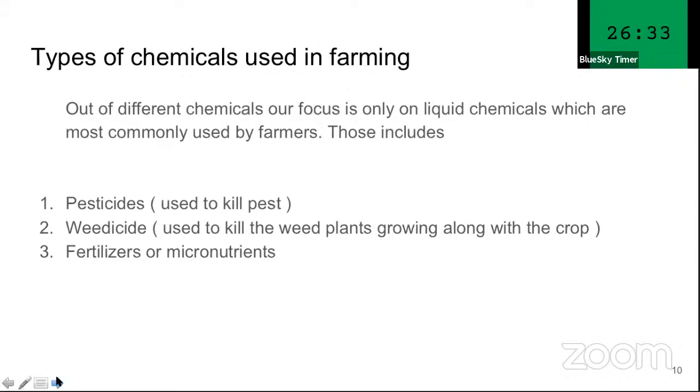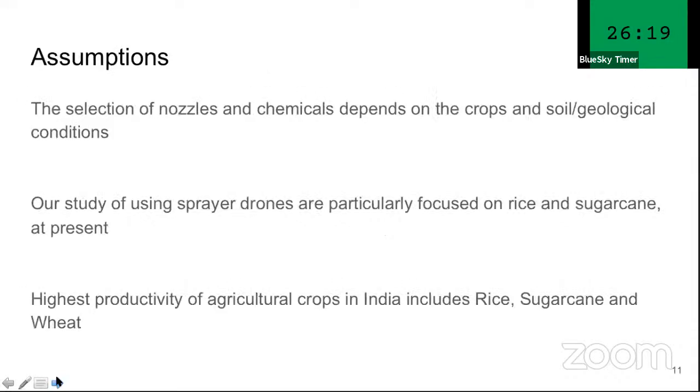These include pesticides, which are aimed at killing pests, and weedicides, which kill weed plants that grow along with the crop and take away the nutrients meant for the crop. And of course, there are liquid fertilizers and micronutrients that could be sprayed as well.